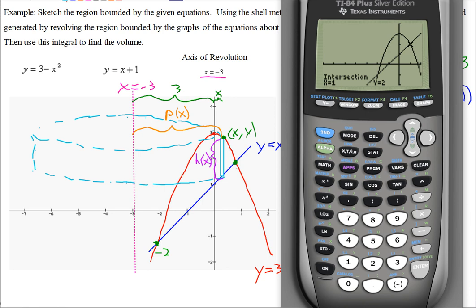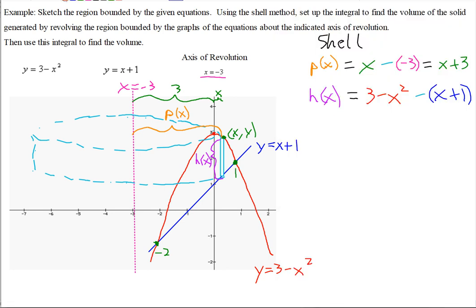Our calculator is B. So since it's the shell method, we'd have 2 pi on the outside, integral from negative 2 to 1. And then we just have p of x, which is x plus 3, times h of x, which is 3 minus x squared. And again, even though you could simplify, I'm not going to because it's easier to type in your calculator this way, because these are already in our calculator. All times dx. So I forgot to draw it here.